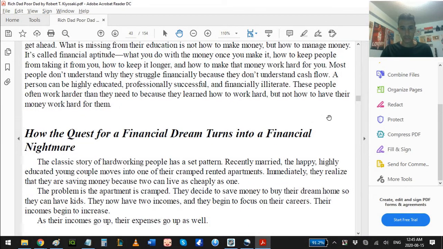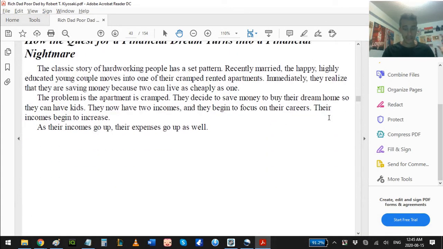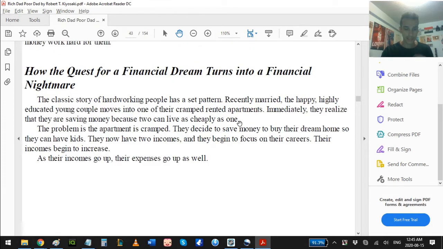How the quest of a financial dream turns into a financial nightmare. So I'm not trying to read the entire book for you guys, but this example will really nail my point that I was trying to make earlier. The classic story of hardworking people has a set pattern.